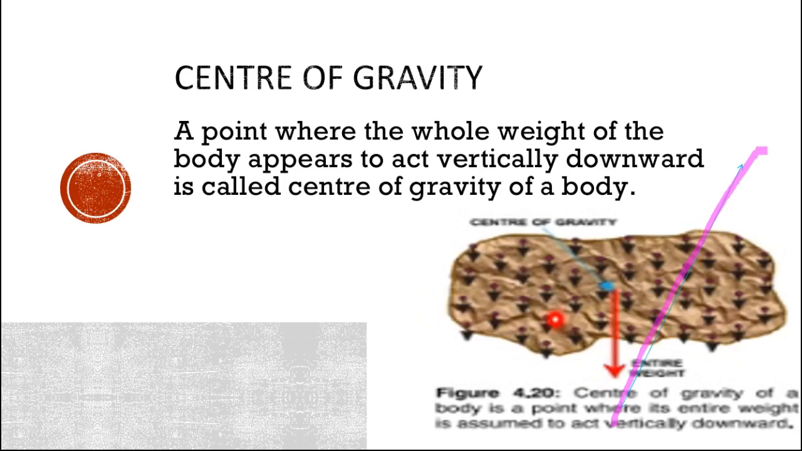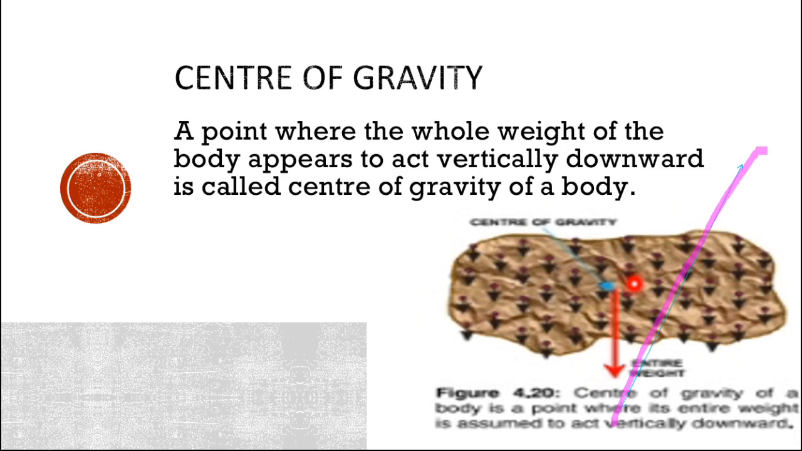So the resultant of all these forces or all these weights is a single force which is equal to the weight of the body. The point where the whole weight of the body appears to act vertically downward is known as the center of gravity of the body. How do we know that this point is the center of gravity? It could be this point, or any point. But how do we say that it must be this point?